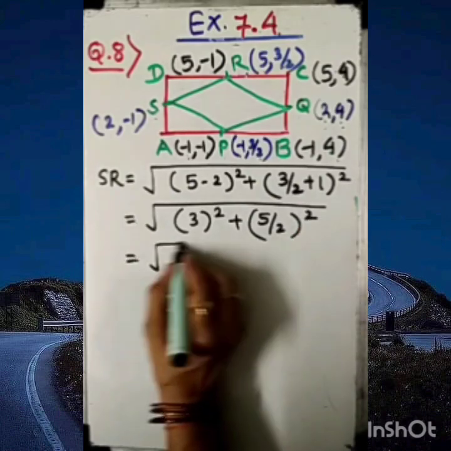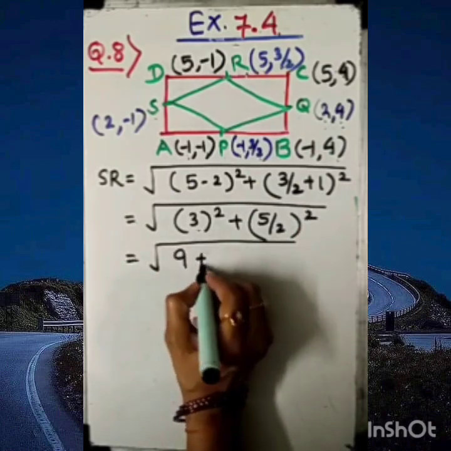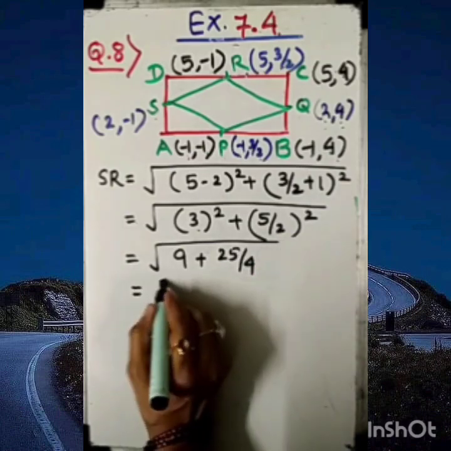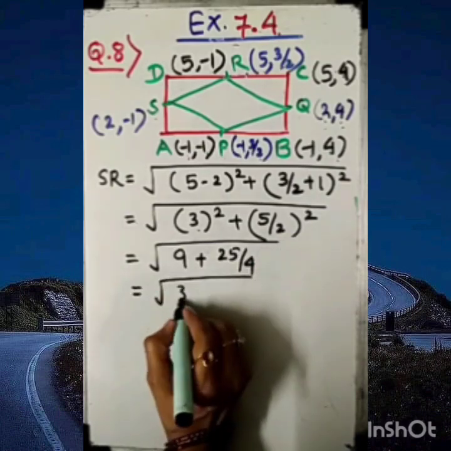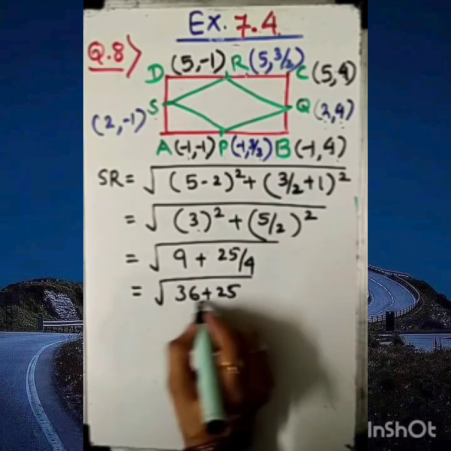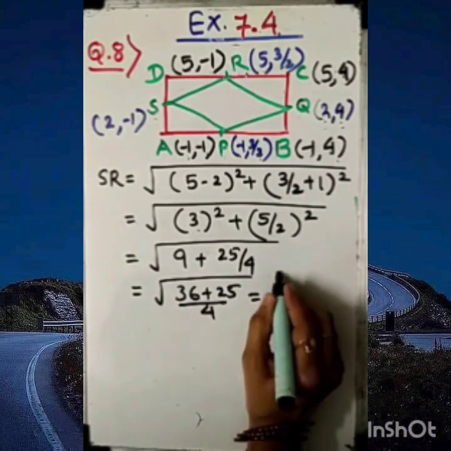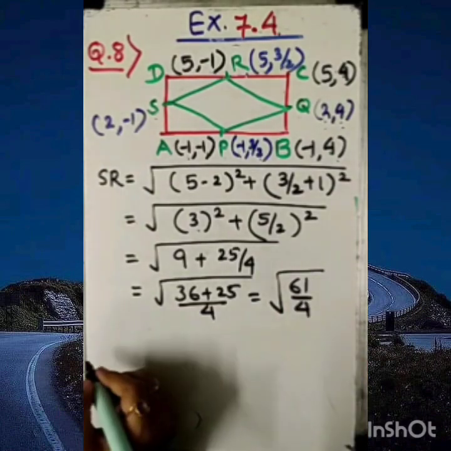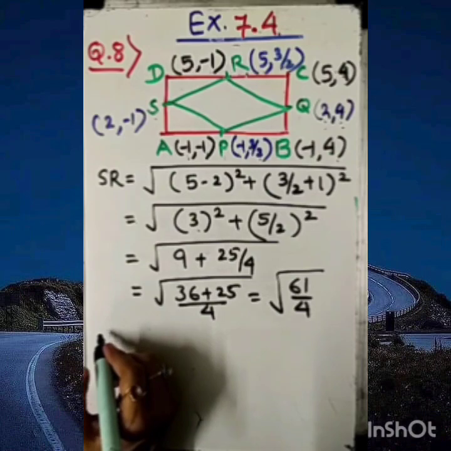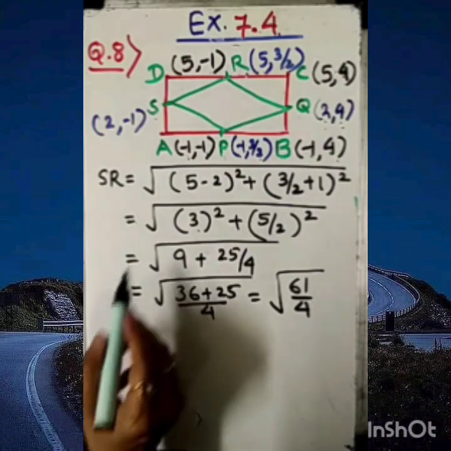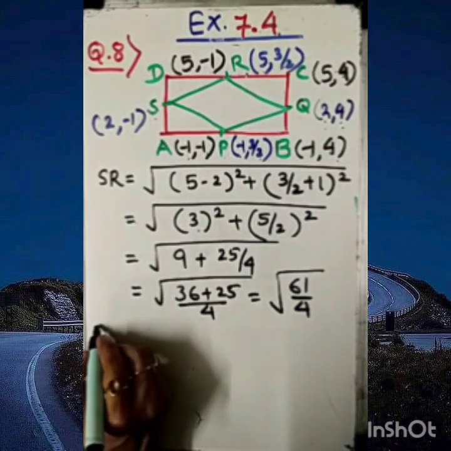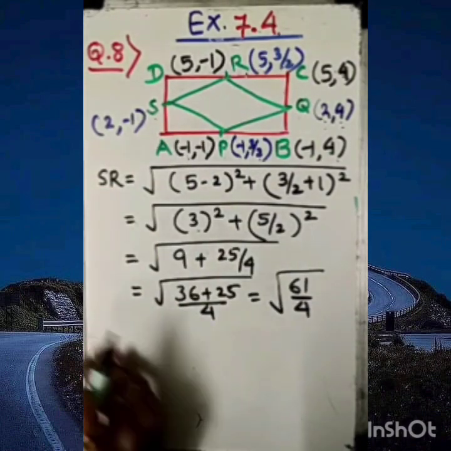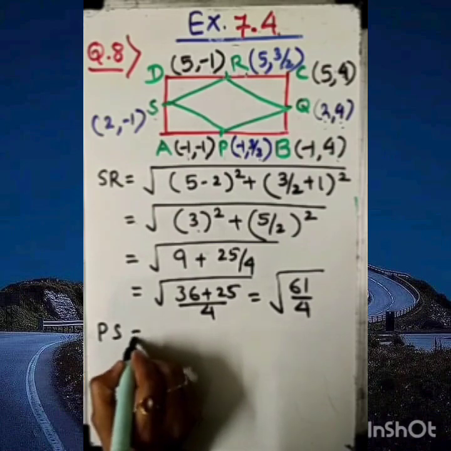So the simplification again here, 9, this is 25 by 4. After taking the 9 4 ja 36 plus 25, that is again coming the same. The value of SR is also coming same as PQ and QR. But one more thing we need to find, that is PS. Let's work out and find PS or SP, same thing, whatever you want to go with.